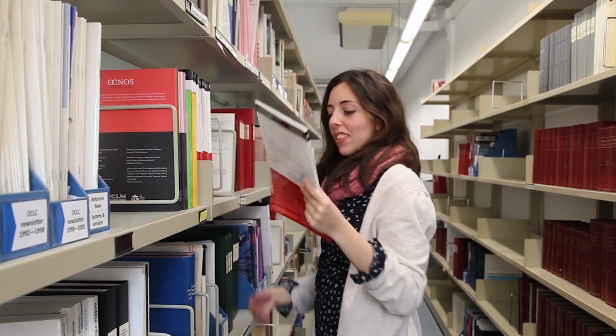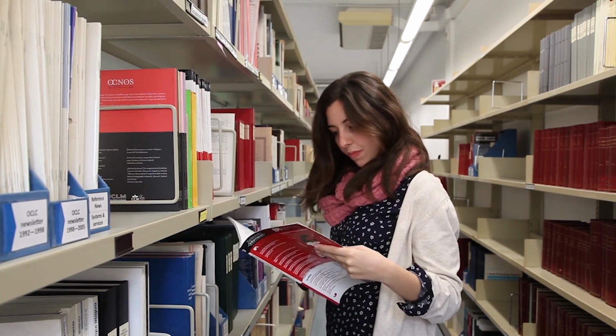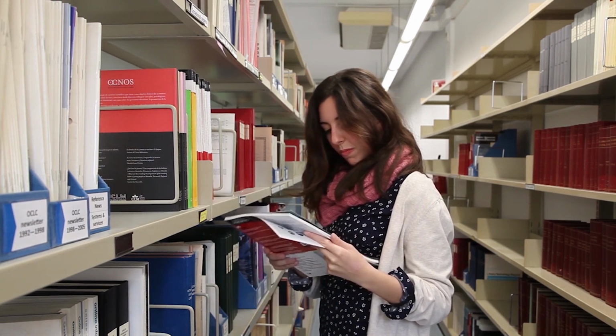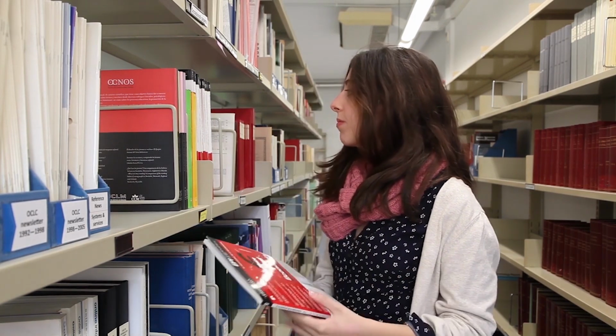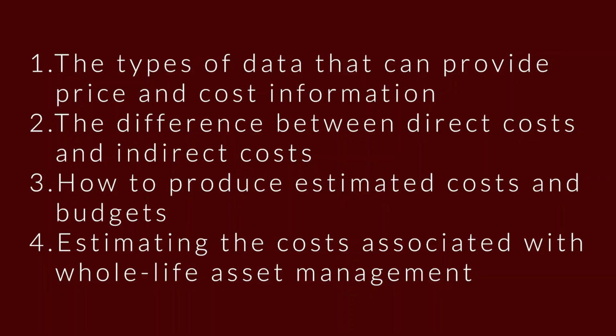The whole point here was just for you to be in a position to understand, basically to identify how cost and prices can be estimated for procurement activities. And in doing that, there are 4 things that this entire process should have taught you. So you should be in a position to understand the types of data that can provide price and cost information, the difference between direct cost and indirect cost, how to produce estimated costs and budgets, as well as estimating the cost associated with whole life asset management.